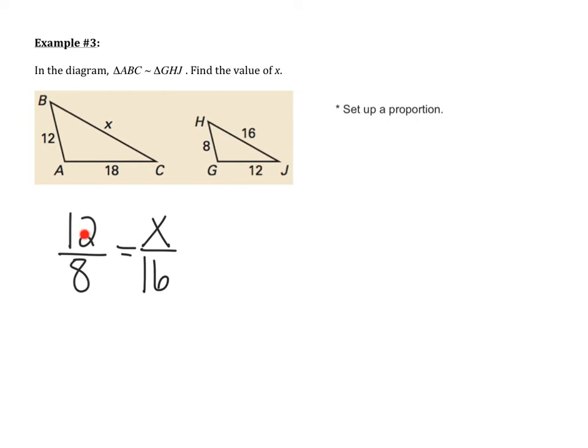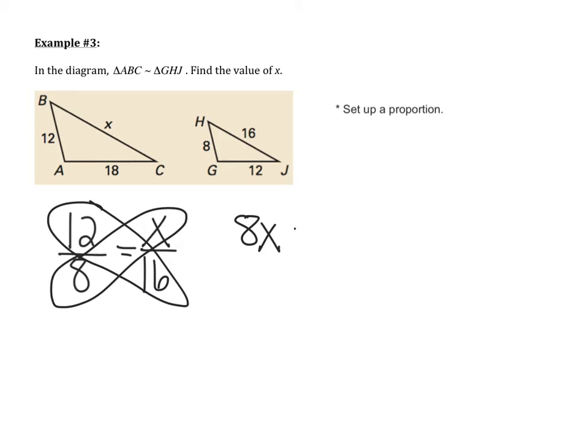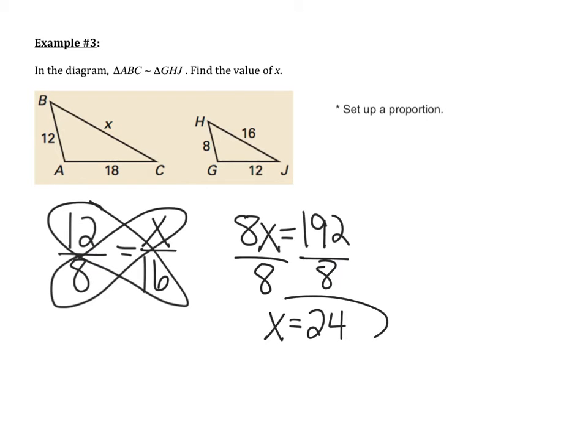Notice that the 12 is across from the x because they came from the same triangle, and the 8 is across from the 16 because they came from the same triangle. To solve a proportion, you have to cross multiply. So I would take 8 times x and 12 times 16, so I'd get 8x equals 192. After dividing both sides by 8, I would get x equals 24, so therefore my answer for the side x would be 24.